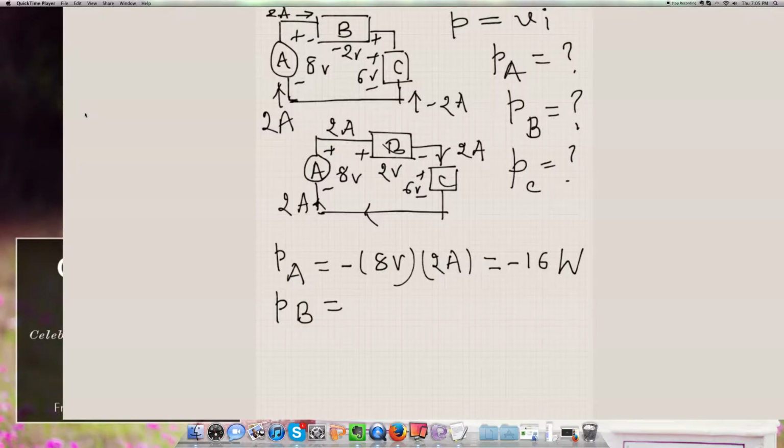the voltage associated is 2 volt, and the current is 2 amp. And this time notice that the current is going through the positive polarity of the device B. So there's a plus on the front of this 2 volt. So we end up finding 2 times 2, that is 4. Volt times amp happens to be watt. Okay. How about the power associated with C?